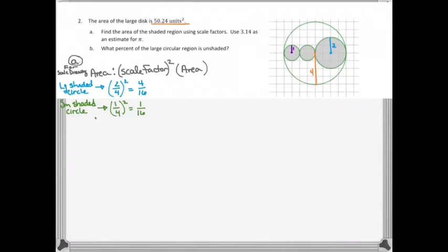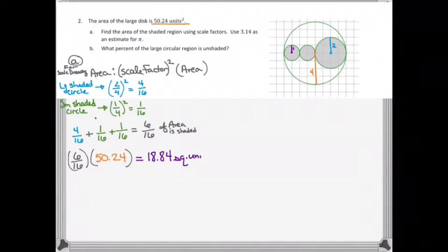We have 2 small circles and 1 large, so we have the 4 over 16 for the large shaded circle plus 1/16 plus another 1/16 gives us a total of 6/16 of the area is shaded. So 6/16 of the total area, since we know the total area is 50.24, we can multiply the 6/16 by the 50.24, giving us 18.84 square units is the shaded area.